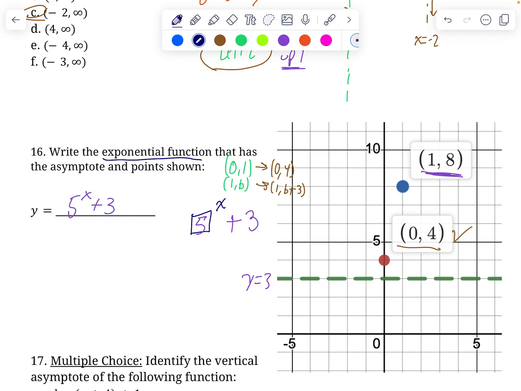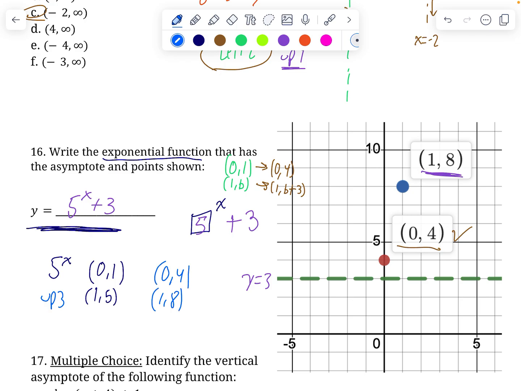You can always work backwards, okay? Pretend like you're not sure if this is the right answer. How would you graph this? Well, you'd think about 5 to the x. You'd get 0, 1, and 1, 5. And then you would add 3. You'd move it up 3. And you'd get 0, 4, and 1, 8. Oh, yeah, works out. Cool, so it's easy to check your answers. A little hard to figure it out, but it's easy to check it.